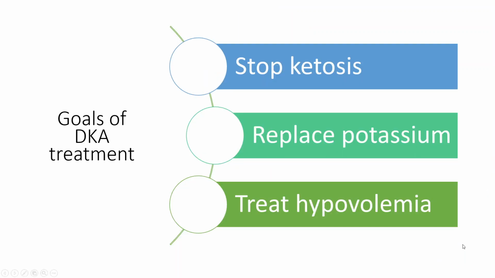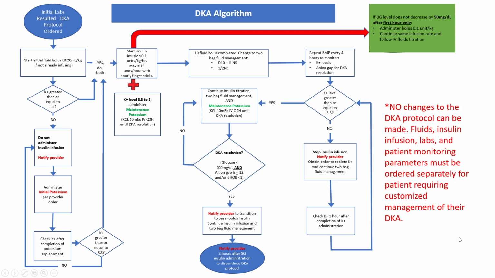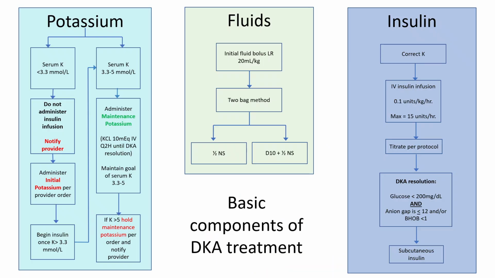So, a recap. The goal of DKA treatment: stop ketosis, replace potassium, treat hypovolemia. How we intend to accomplish those goals is laid out here in this DKA treatment algorithm. This algorithm may look very busy on first glance, but let's break it down back to the basic components that we just discussed. The goal of treatment is to stop ketosis, replace potassium, treat hypovolemia. How is our DKA protocol going to do that? It's going to give insulin to stop ketosis, potassium to replace potassium, and fluids to fix the hypovolemia.